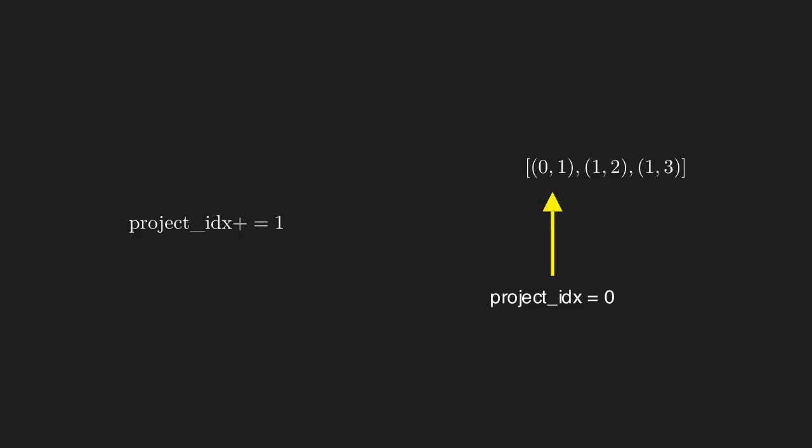Having processed the project at index 0, we must increment our project_idx pointer by 1. The pointer project_idx now equals 1. This ensures that in subsequent checks, we do not re-evaluate the project we just added to our heap. This monotonic progression is key to the algorithm's efficiency.